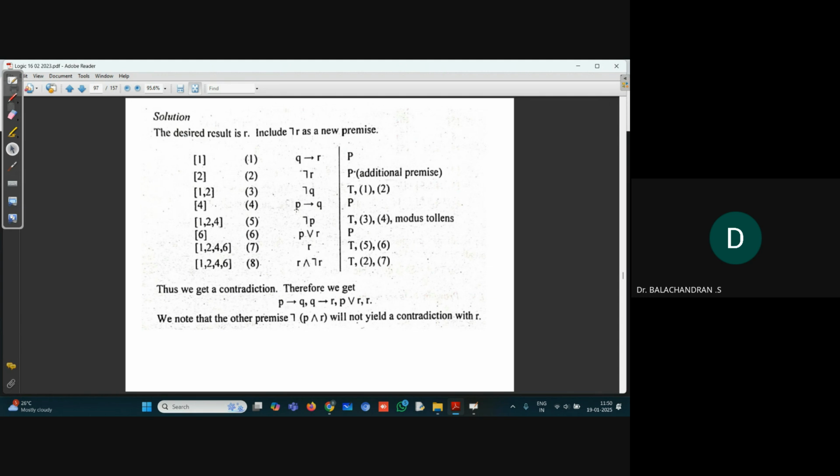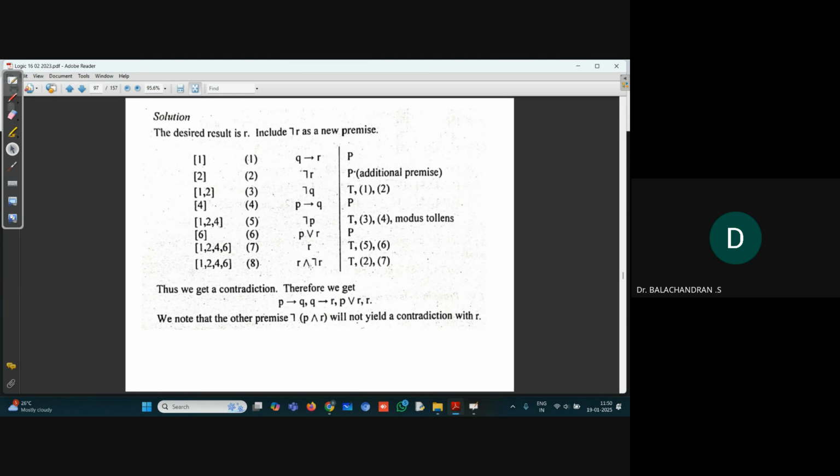Now rule P: P implies Q. This is a new premise. Now again, P implies Q, comma negation Q gives negation P. Or you can apply contrapositive and then you get negation P. P or R, this is rule P. Now negation P, comma P or R gives R. Now R and negation R give a contradiction.